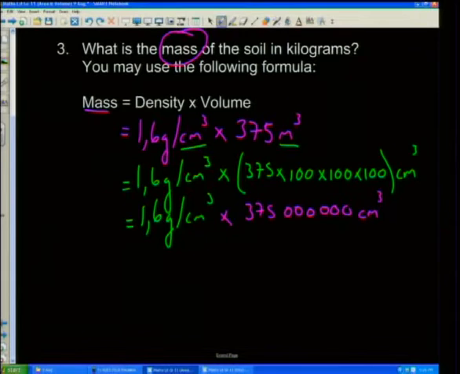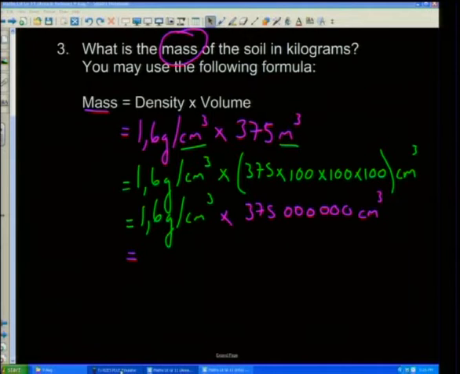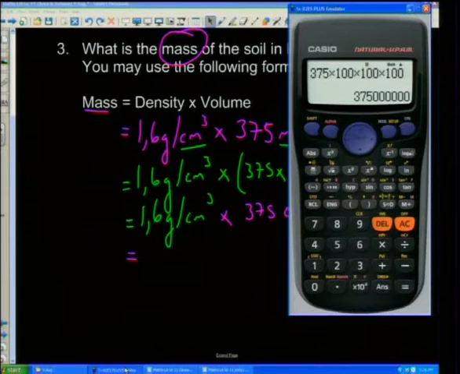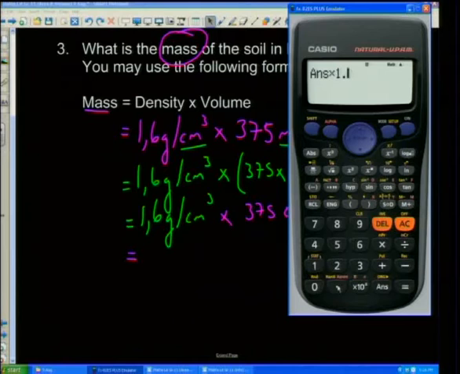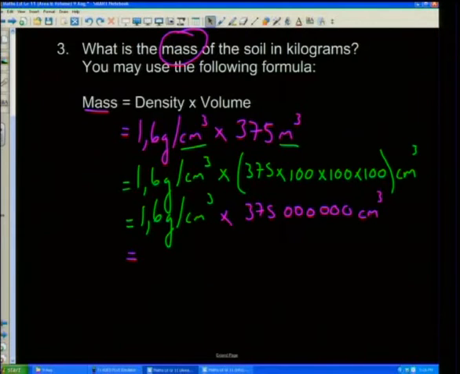All right. Now, let's multiply. So we've got 1.6 multiplied by that answer. All I'm going to do is take my answer and say times 1.6 equals, and there it is. 1, 2, 3, 1, 2, 3, 1. So 600 million what? Grams.